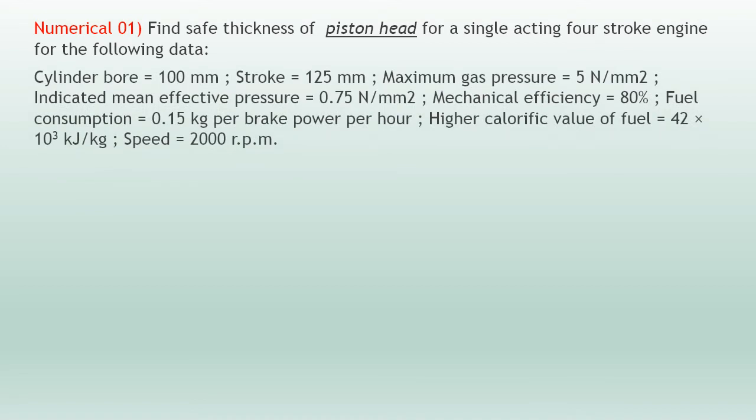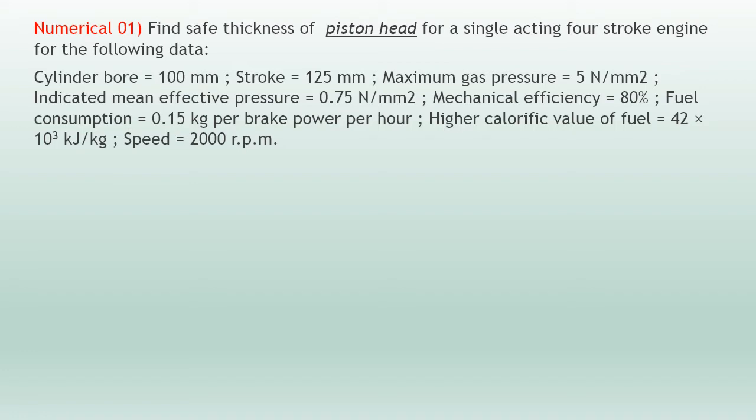The cylinder bore equal to 100 mm, that is capital D equal to 100 mm. Then we have stroke equal to 125 mm. Then we have gas pressure equal to 5 Newton per mm square. We have indicated mean effective pressure of 0.75 Newton per mm square. We have mechanical efficiency of 80%. Also the fuel consumption is 0.15 kg per brake power per hour.